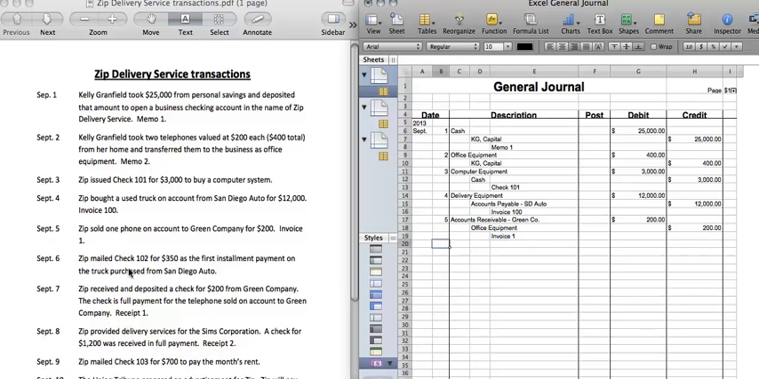September 6th, Zip mailed check 102 for $350 as the first installment payment on the truck purchased from San Diego Auto. So we're going to go ahead and debit our accounts payable, San Diego Auto, because we're decreasing the amount that we owe them by $350. And we're going to credit cash as we're paying that amount with a check. Our source document, check 102.